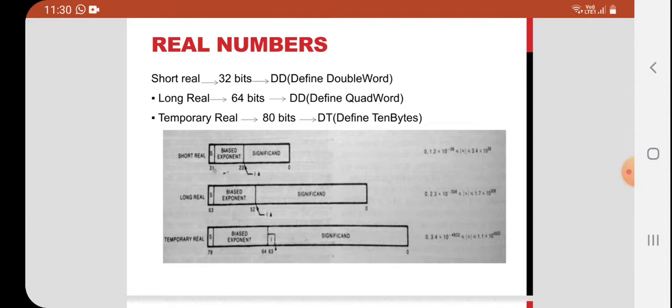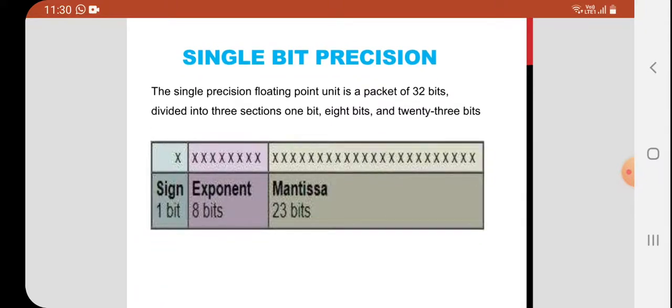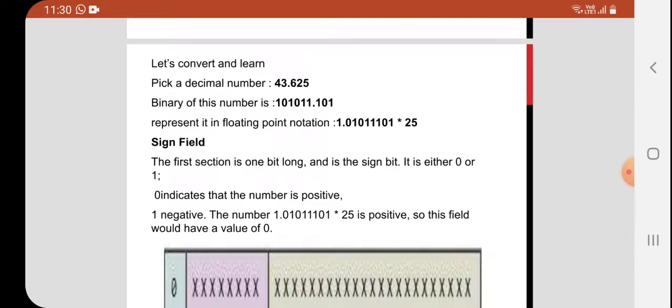Each one is depicted as a diagram along with the number of bits associated with it. The last one is single precision, which mainly occurs in floating point. We will see how to make a simple number into a single precision number. This single precision unit is a pack of 32 bits, divided into three sections: the first is a sign bit of 1 bit, the next is the exponent of 8 bits, and finally the mantissa or fraction part, which is 23 bits. We will see a problem associated with that.